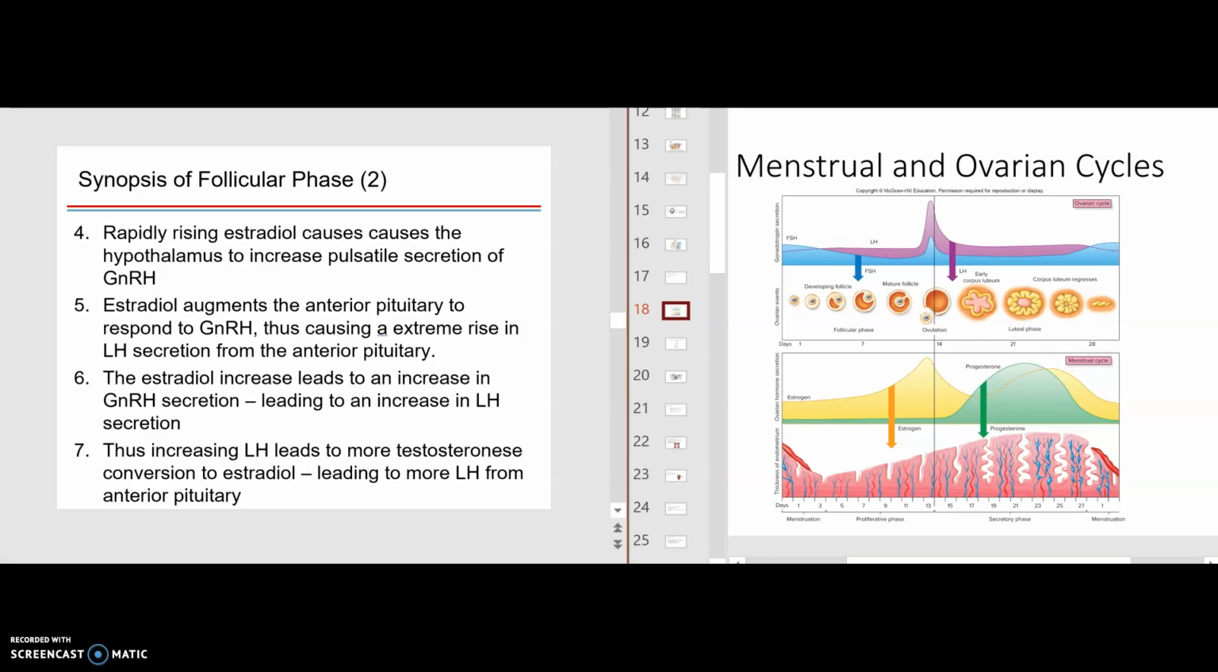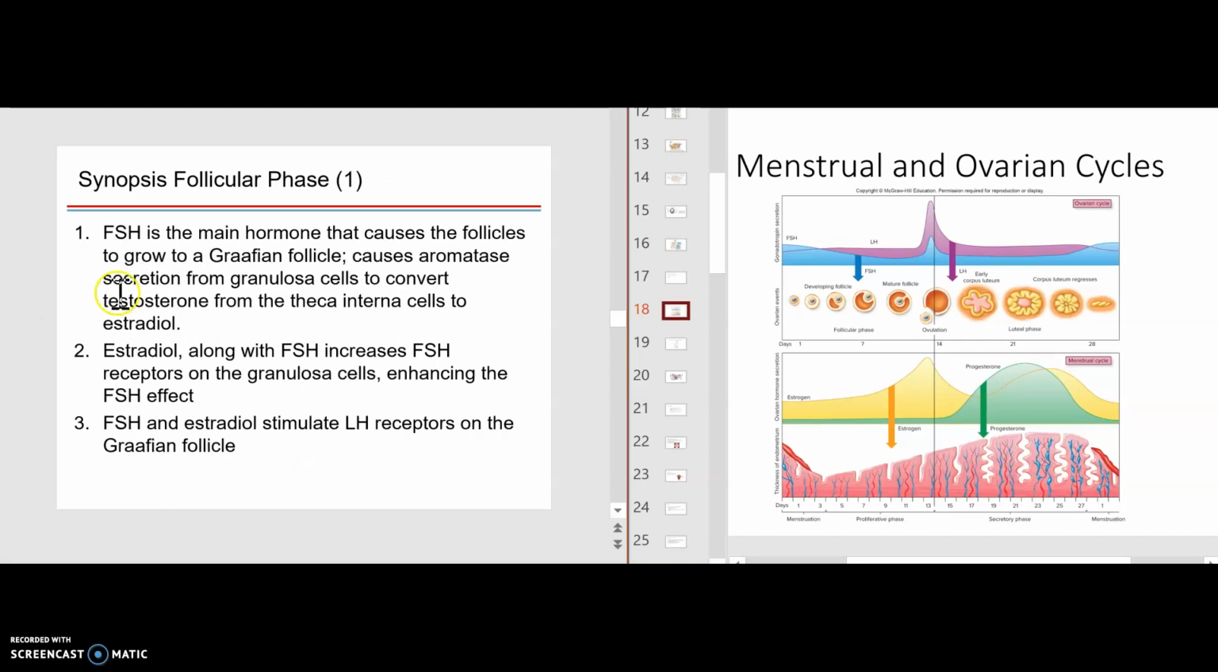Class, we were looking at the follicular phase, and I was doing a synopsis. Let's go back. FSH in the follicular phase, which is the first phase after the bleed, after menstruation, is the main hormone that causes the follicles to grow to a Graafian follicle and causes aromatase secretion. Aromatase is the enzyme that can convert male hormone to female hormone. And estradiol, female hormone, along with FSH, increases FSH on the granulosa.